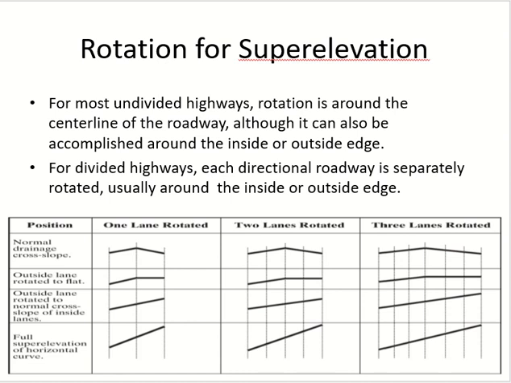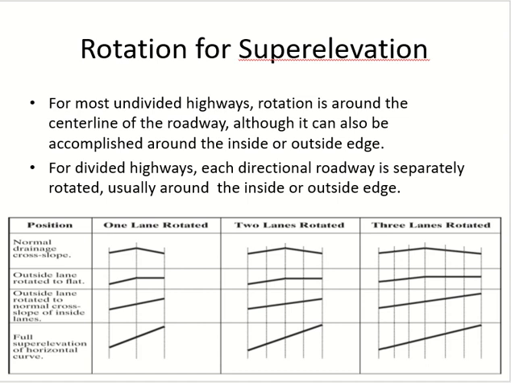The most common one is rotation around center line, which you can see over here as well. This is rotation around center line. So what does it mean? Rotation around center line means the other edges of the road will go up or down. Center line will remain at the same elevation in all the stages. So if I have to increase or decrease the slope, I will either move the outside edge or the inside edge. Center line will not be moved.